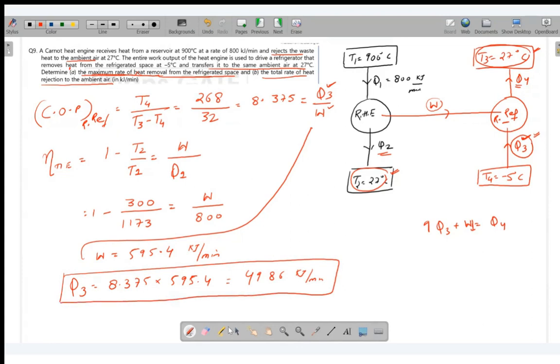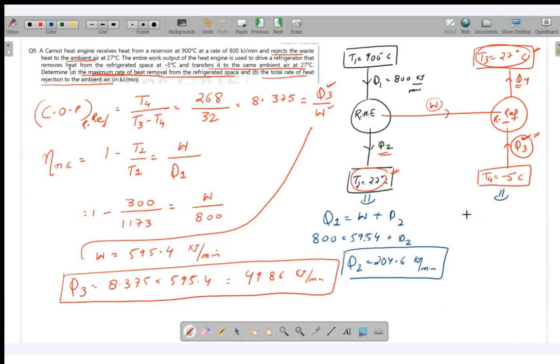Now the total rate of heat rejection to the ambient. How will I do that? Just energy balance. So now, if you do energy balance here in this, you will have Q1 is equals to W plus Q2. Okay, so Q1 is how much? Q1 is 800 is equals to 595.4 plus Q2. So Q2 you will be able to find out. How much is Q2? 204.6 kilojoule per minute.